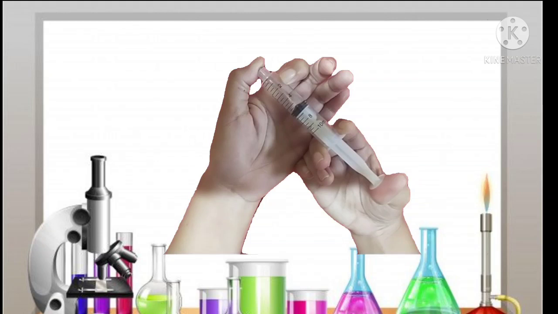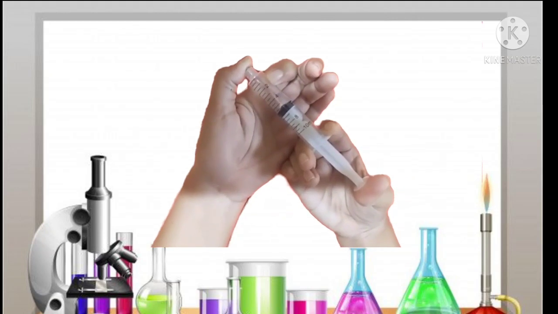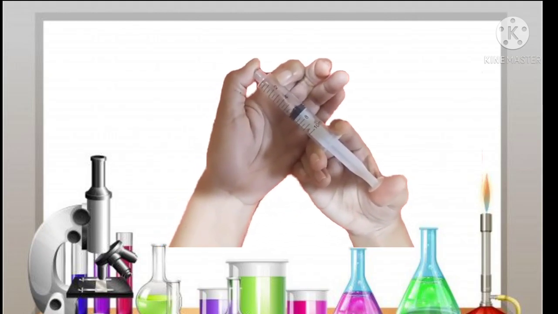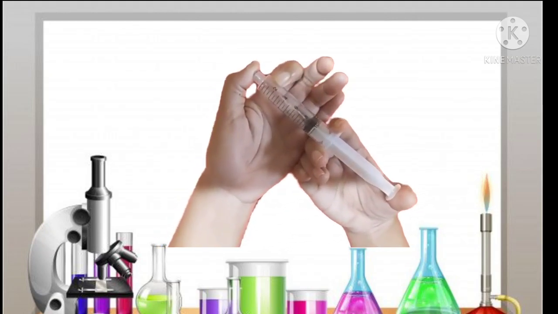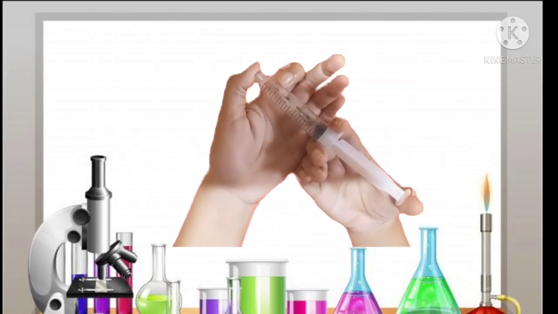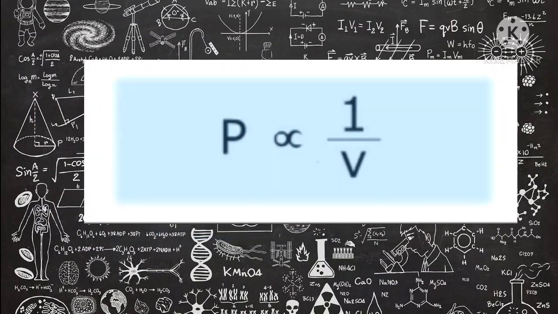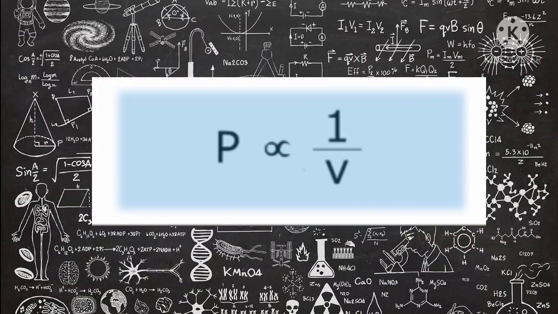In contrast to that, as the plunger is pulled, the free space inside, which refers to the volume, increases. With that greater area for the gas particles to move, there is less collision with the walls of the syringe, causing the pressure to decrease. Mathematically, the inverse relationship between pressure and volume is expressed through this equation.